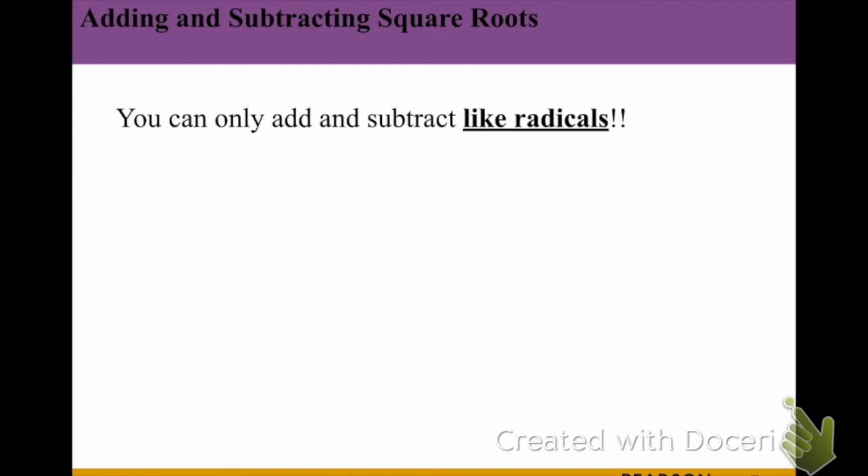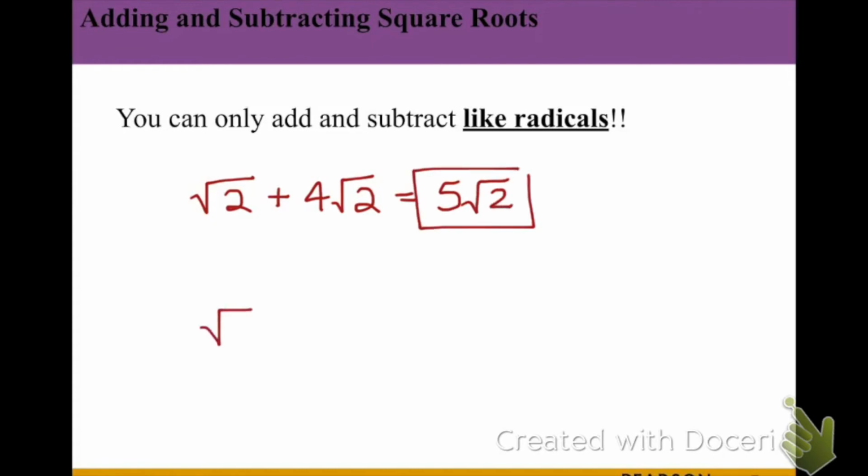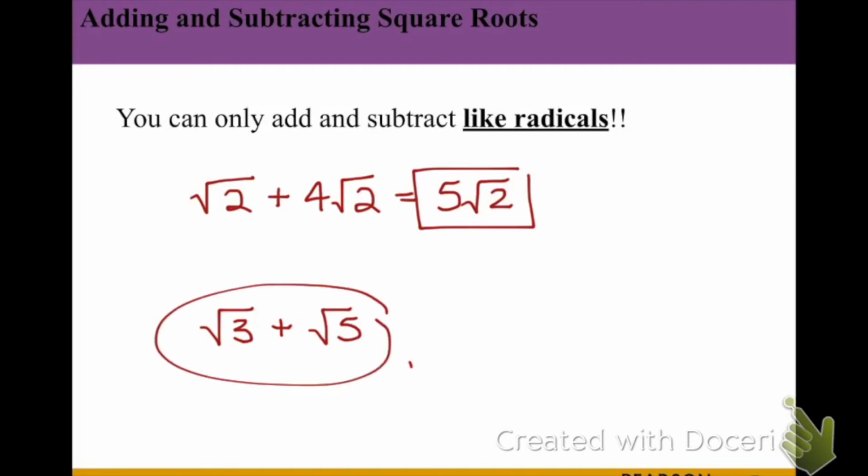But in the case of adding and subtracting, just like with variables, where you can only combine like variables, we can only add and subtract like radicals. For example, square root of 2 plus 4 square root of 2 leaves us with a total of 5 square root 2's. If our bases don't match, like in the case of square root 3 plus square root 5, we can't combine those at all. So that right there is our final answer, and that's how we write it.